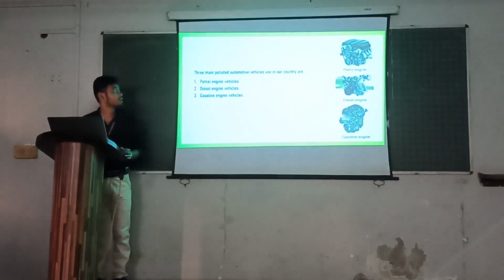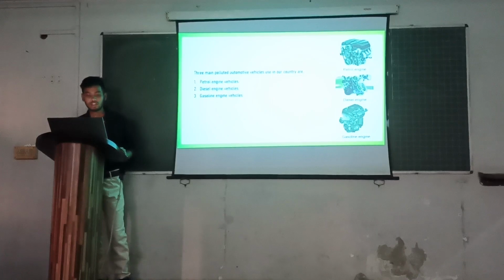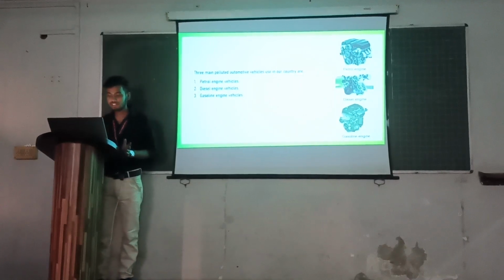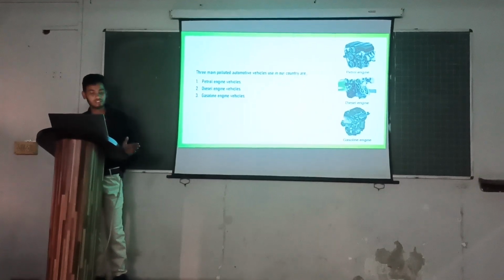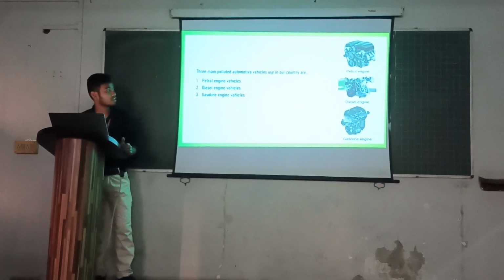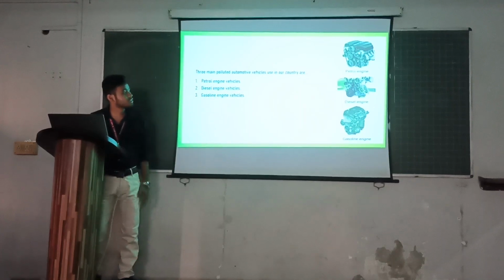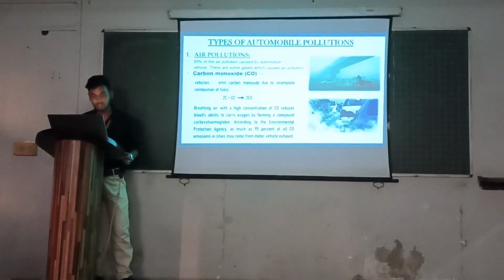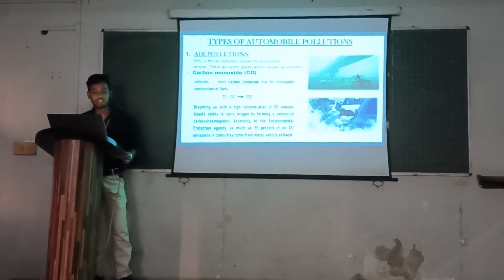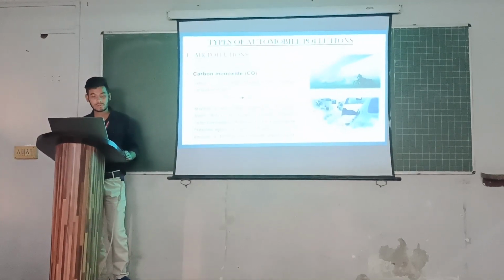There are three main polluting automotive vehicles used in our country. First is petrol engine vehicles, second is diesel engine vehicles, and third is gasoline engine vehicles. On this slide, the petrol engine, diesel engine, and gasoline engine are shown. Automobile pollution is of three types: air pollution, water pollution, and noise pollution.